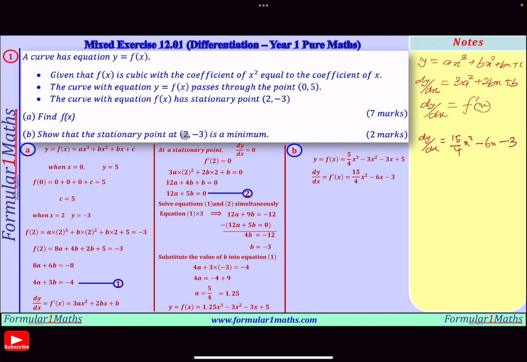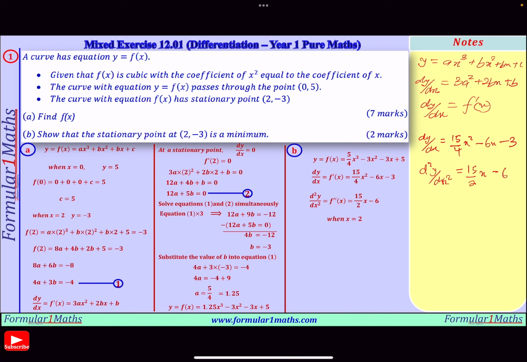To show that this point is a minimum, we have to find the second derivative. So we differentiate dy/dx to get d squared y/dx squared is equal to 15 over 2 x minus 6. To find out whether it's a minimum, a maximum, or a point of inflection, we will substitute the value of x, which in this case is 2, into this equation.